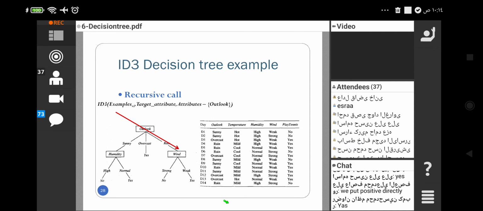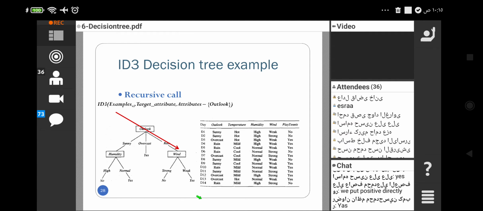So wind is selected as the best feature at this point, and wind has two values: strong and weak. For these two values, if we check the table of data, when the outlook is rain and the wind is strong, all of the data is negative, so we put a no here and finish the tree at this point. The same thing happens when the outlook is rain and the wind is weak. All of the data are positive, so we put a positive here.